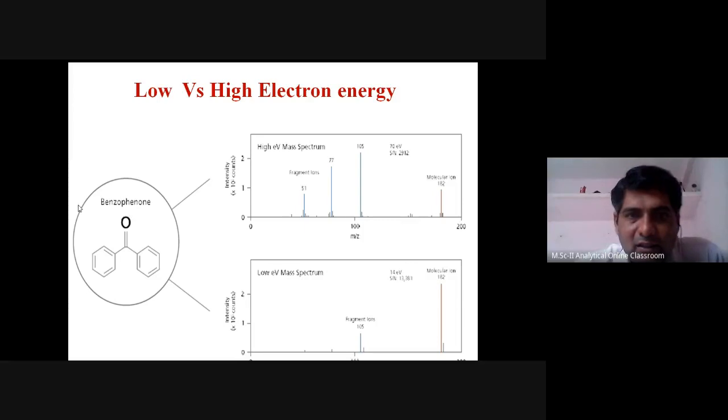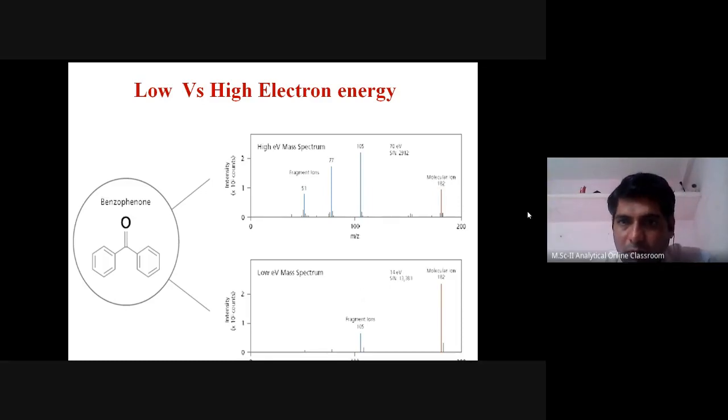Now here you can see that there are two mass spectra of the same compound. The name of the compound is benzophenone. The first spectrum is for the same compound taken with electrons having 70 electron volt energy, while the second spectrum is taken with electrons having only 14 electron volt energy. So you can clearly see the difference in the spectra.